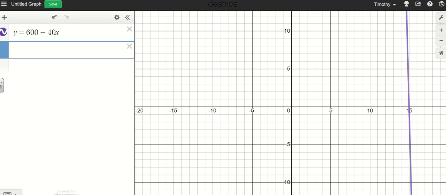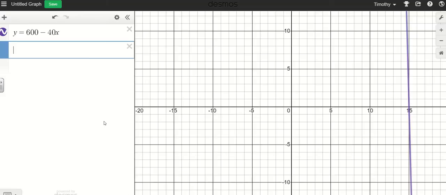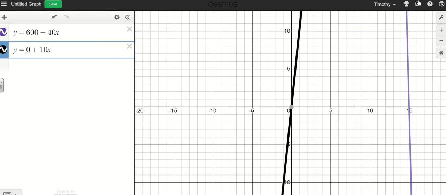Now the second equation, it's representing the amount of gallons of water in the second tank. And we know it started with 0, and we're adding 10 gallons per minute. So the equation for the second would be y equals 0, you don't even have to write that, plus 10x. And that's going to make a line as well. What I'd like to do is think about these graphs and make meaning of this.